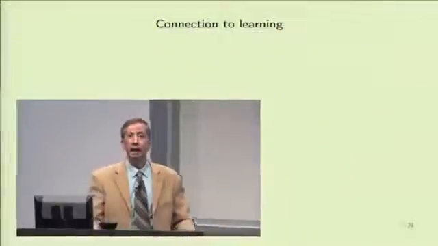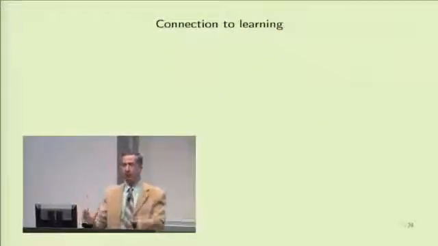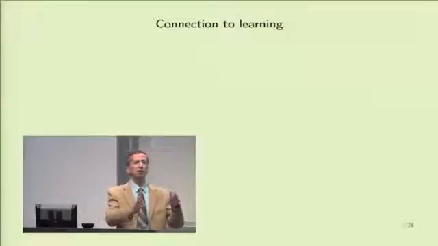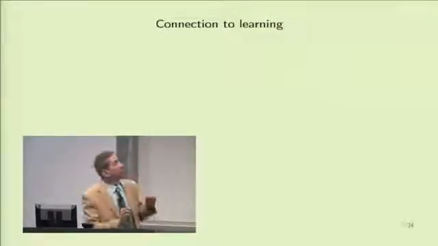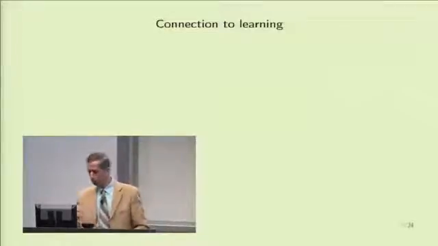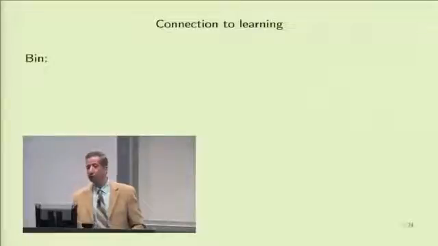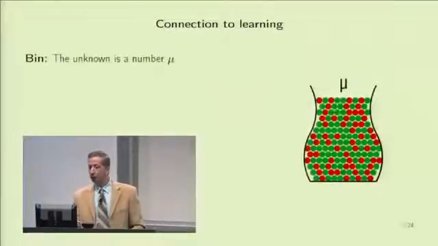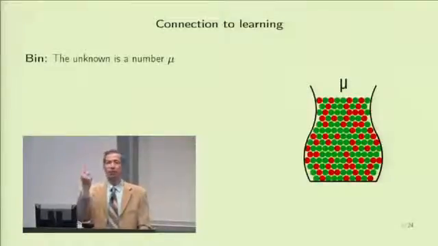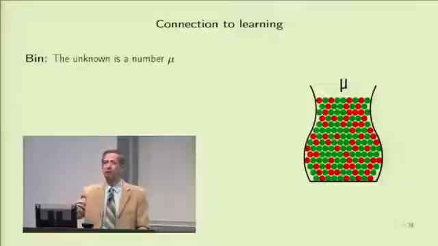Okay. Now, I think we understand what the bin situation is, and we know what the mathematical condition that corresponds to it is. What I'd like to do is connect that to the learning problem we have. In the case of a bin, the unknown quantity that we want to decipher is a number, mu, just unknown.